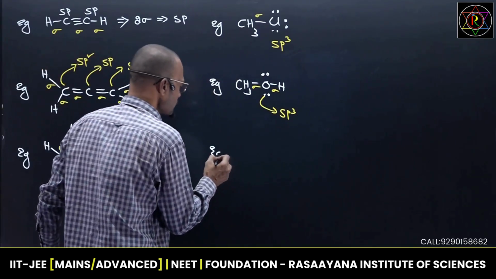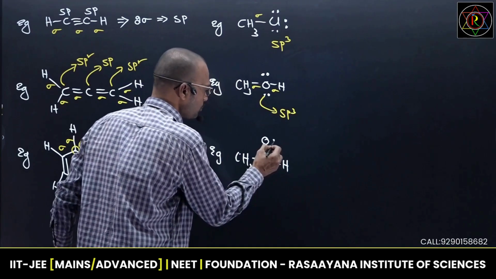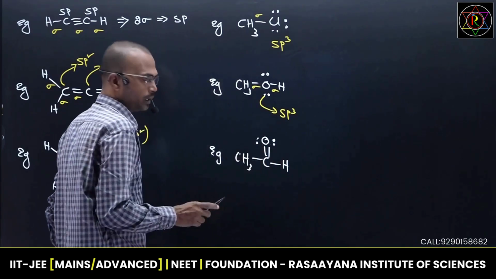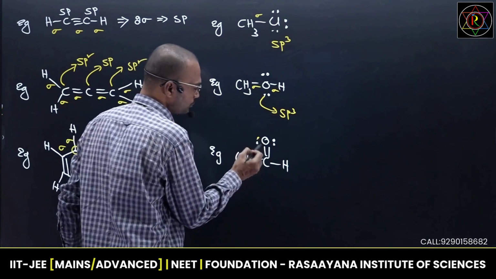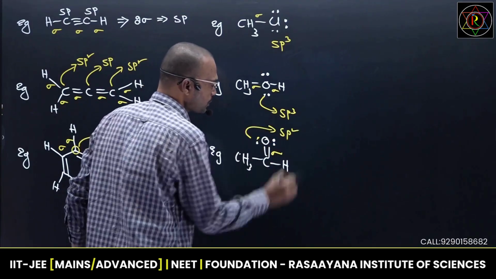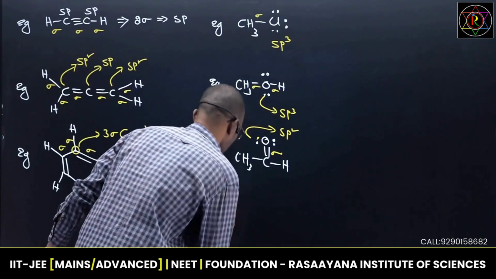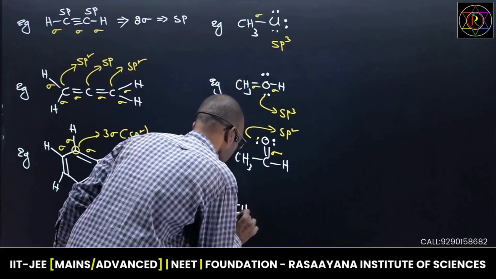Suppose if I take any carbonyl group, C double bond O, this is carbonyl group, here lone pair is present, and if you want to calculate hybridization of these two, here one sigma bond, two lone pair. Now number is 3, 3 means sp2. Oxygen hybridization is sp2.